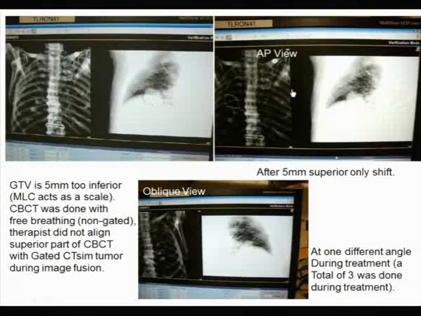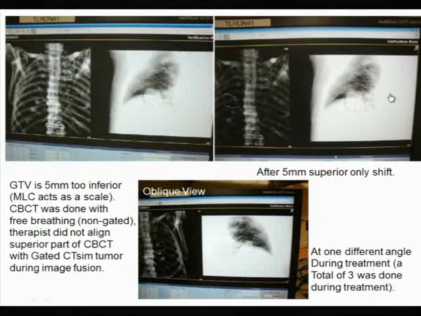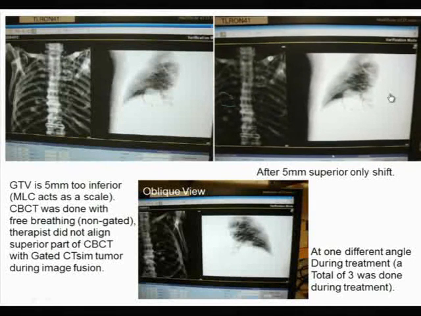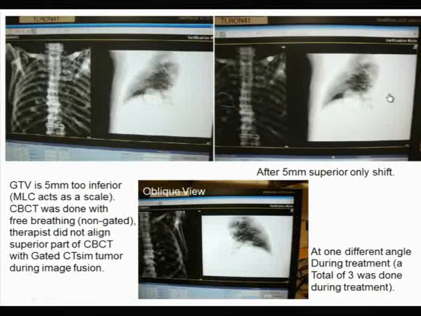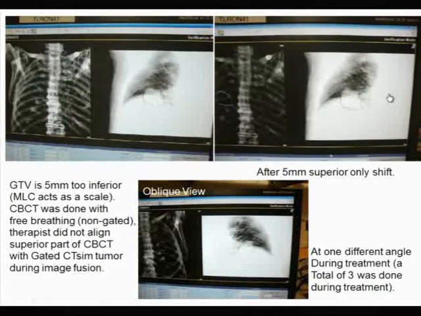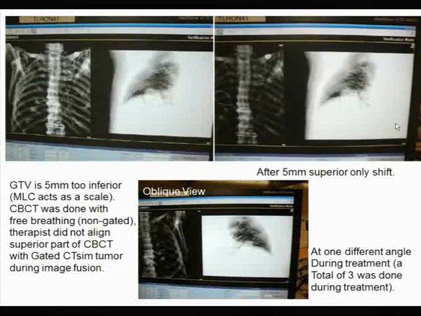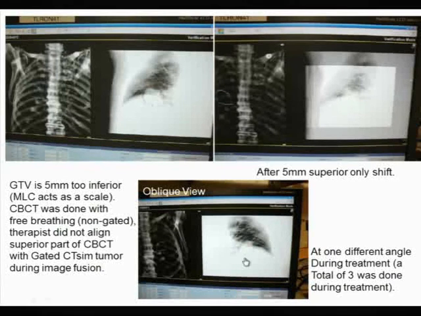So after a couple of observations we decided how much is off, and you can use your MLC as a ruler, because the MLC is 5 millimeter, so you know how much is off. After a 5 millimeter superior-only shift, take a look. Gate close, gate open. Your GTV is exactly hugging your designed place. Then you can also verify it at a different angle.